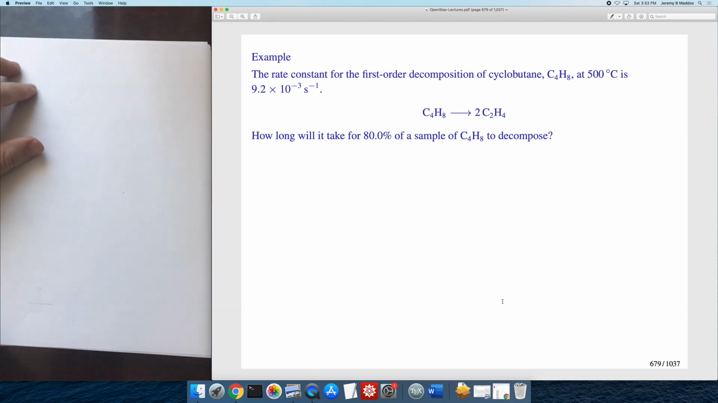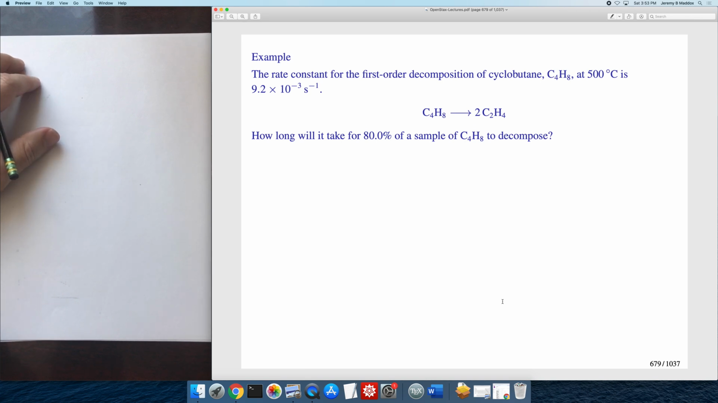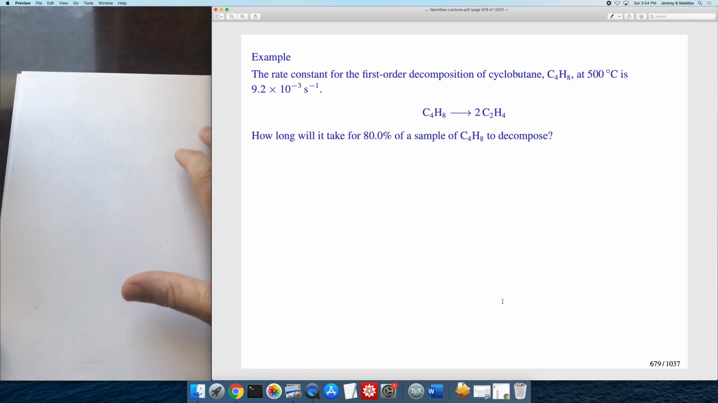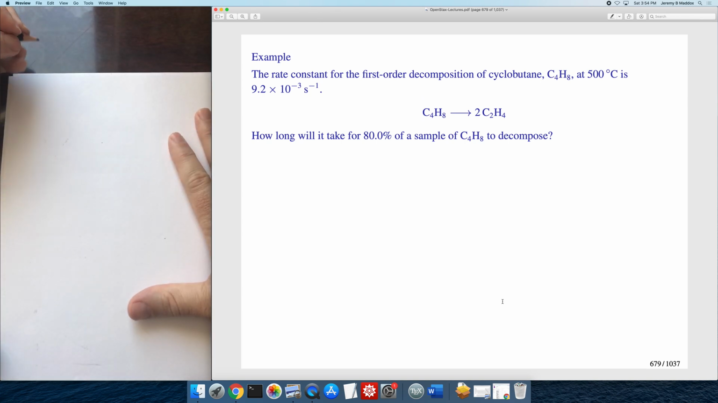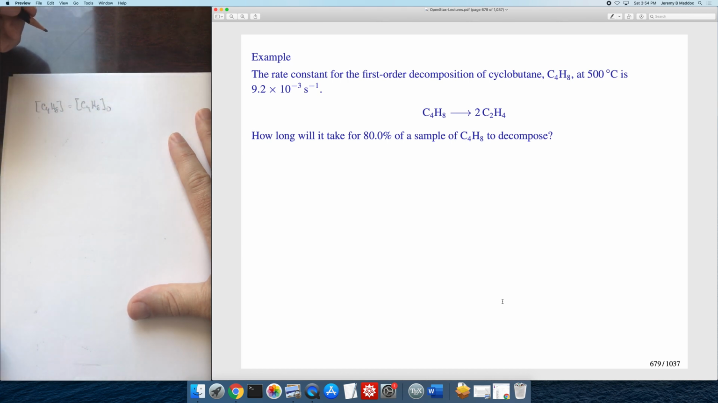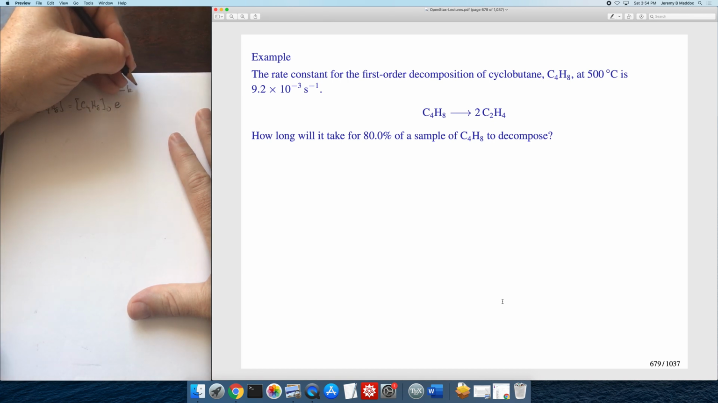So here, the rate constant for a first order decomposition reaction of cyclobutane at 500 degrees Celsius is 9.2 times 10 to the minus 3 reciprocal seconds. How long will it take for 80% of the sample to decompose? Okay, so the first order integrated rate law for this will be concentration at some time t equals initial concentration at time 0 times e to the minus k times t.